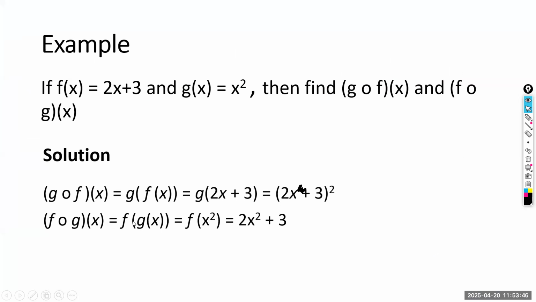Second one, f of g(x), where g(x) is x squared. That is f of x squared. So f of x is now not what we need. What we need is not f of x, rather f of x squared. So whenever you have x, you must put x squared: 2x squared plus 3.